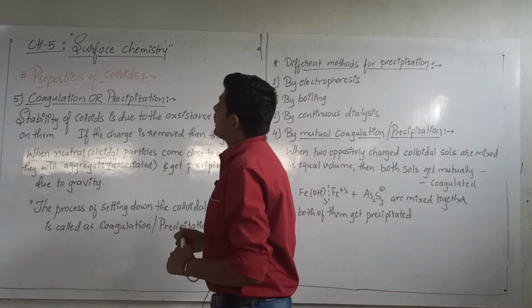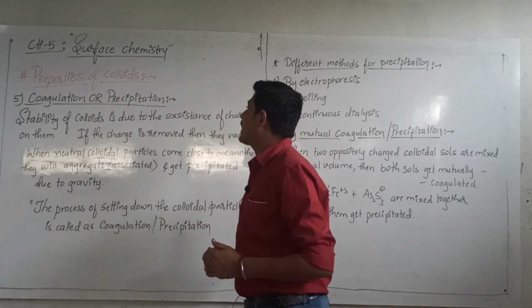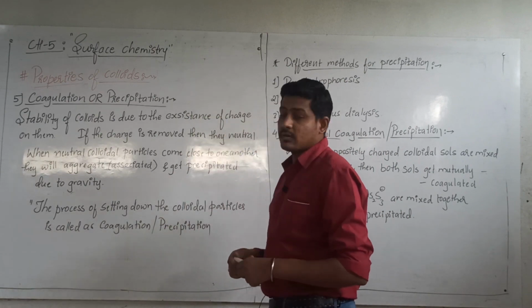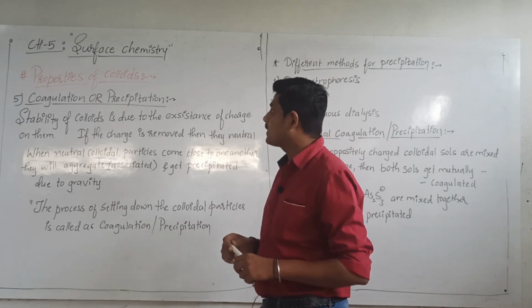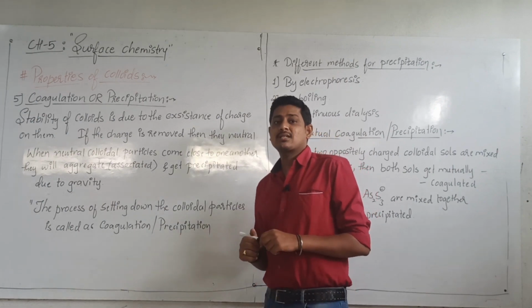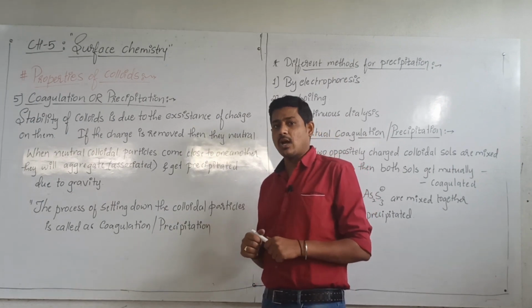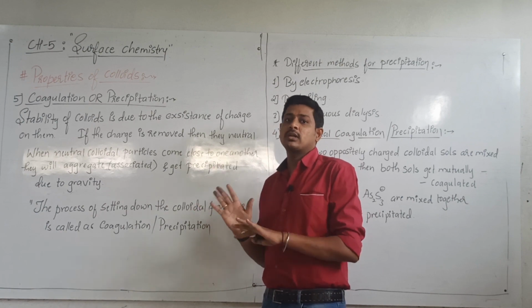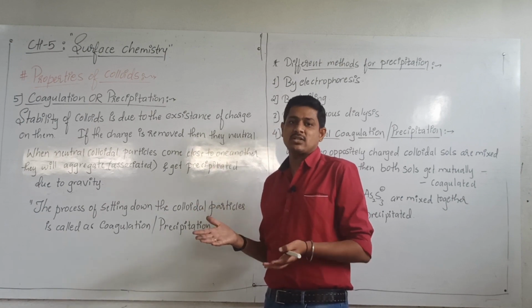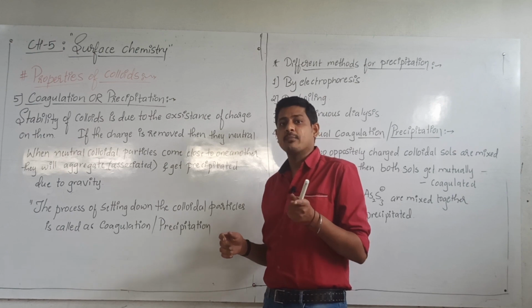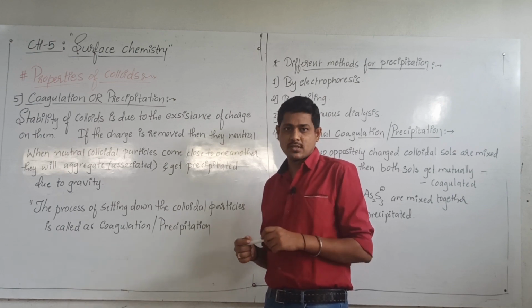We know that the stability of the colloids is due to the existence of charge. This is what we studied previously, isn't it? Colloidal particle stability depends on the charge. If they carry charge, then only they are stable. If they don't carry any charge, they will get precipitated. That's what we saw in electrophoresis.